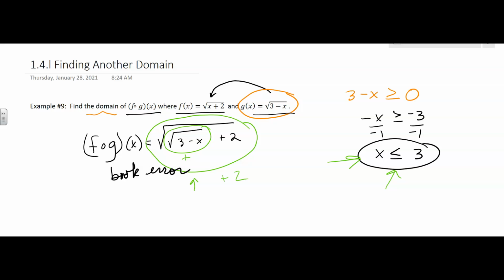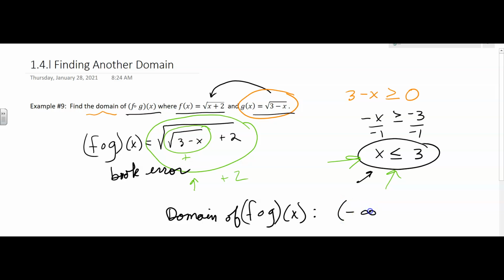Okay, I hope that makes sense. I wish they wouldn't have typed it wrong in the book. The answer is going to be the original restriction that we have. And so to write that in interval notation, the domain of f of g of x is going to be from negative infinity to 3 with a square bracket on it.